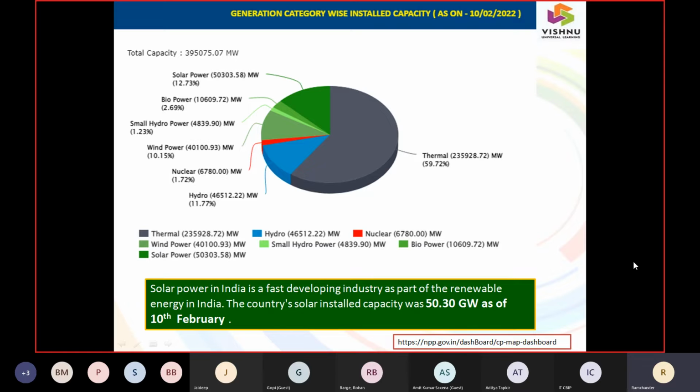If you look at solar generation 10 years back, it was very, very less. Now we have reached 50 gigawatt. Maybe by the end of this financial year we are going to reach 100 gigawatt, because almost 30 to 40 gigawatt of projects are in the pipeline. Other generations like biopower and small hydro are very less. Wind is very good, at 10.15%.